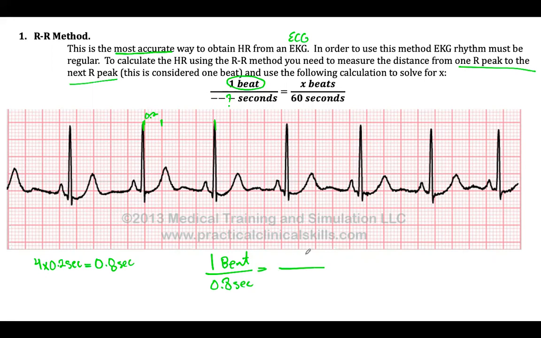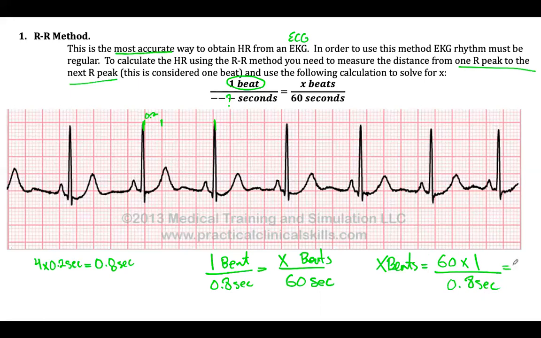So how many beats can I fit in my 60 seconds, which is 1 minute? Solve for X. X beats is equal to 60 times 1, crisscross it, divided by 0.8 seconds. It's a simple calculation. Divide 60 by 0.8 seconds, and it should give you 75 beats per minute.